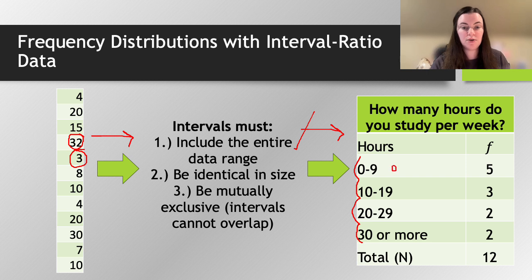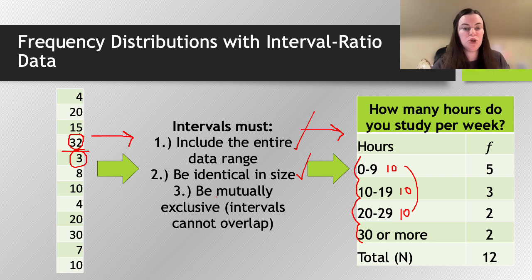So 0 to 9 hours is 10 total, 10 to 19 is 10 hours total, and 20 to 29 as well. And then 30 or more kind of collapses our last category here, but we know that we still included our highest value here of 32. So again, identical in size, in this case, our 10 value.